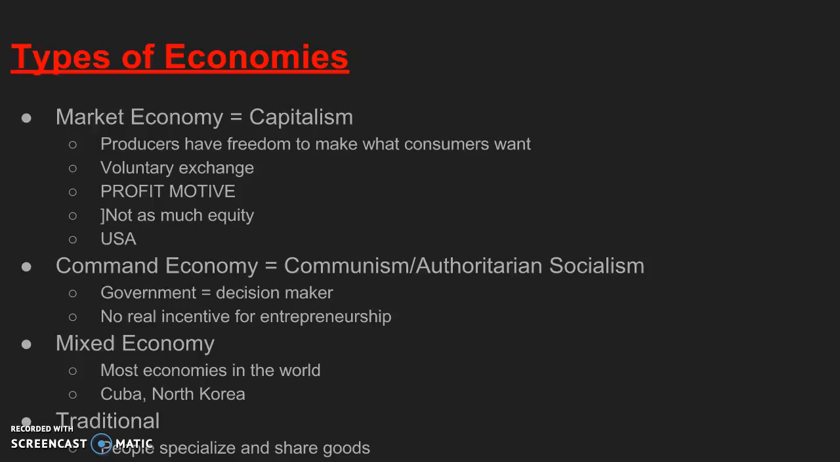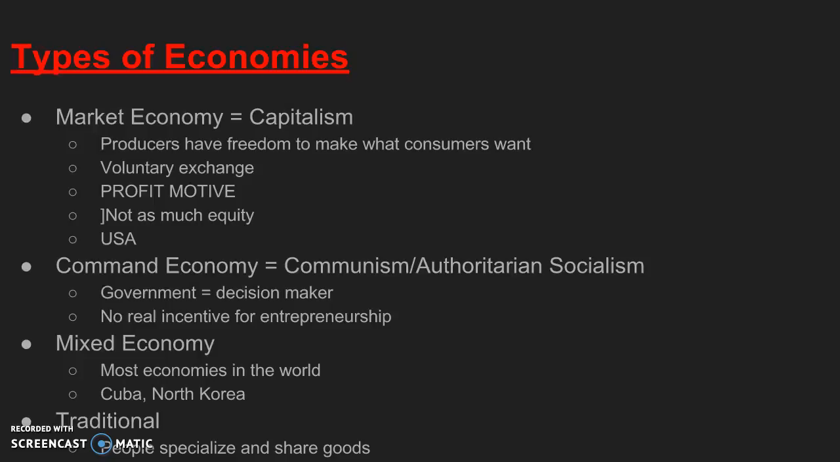Now, a command economy, or a communist country, on the other hand, instead of producers having freedom to make what they want, it's the government making all the decision making. It's not the individuals or the businesses making decisions. It's the government making all the decisions: what to produce, how to produce, whom to produce it for. And there's no real incentive for entrepreneurship. There's no profit motive because everyone's essentially getting paid the same thing.